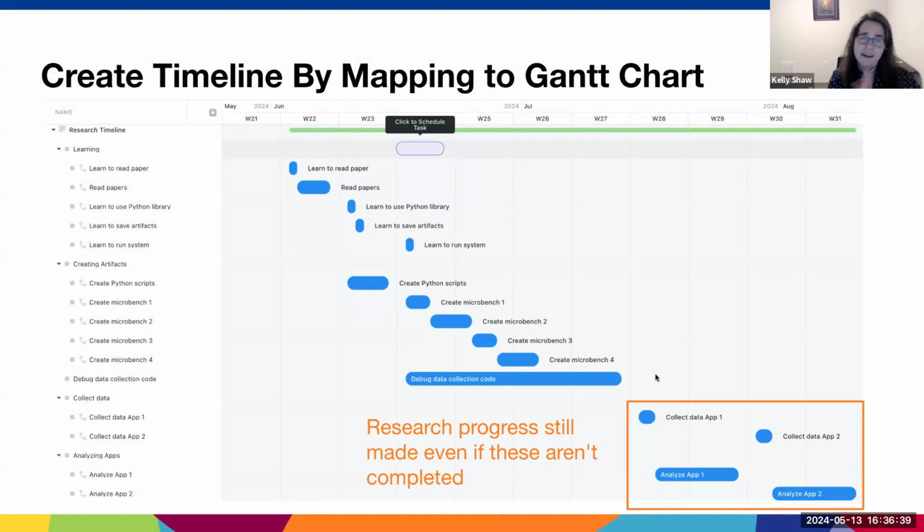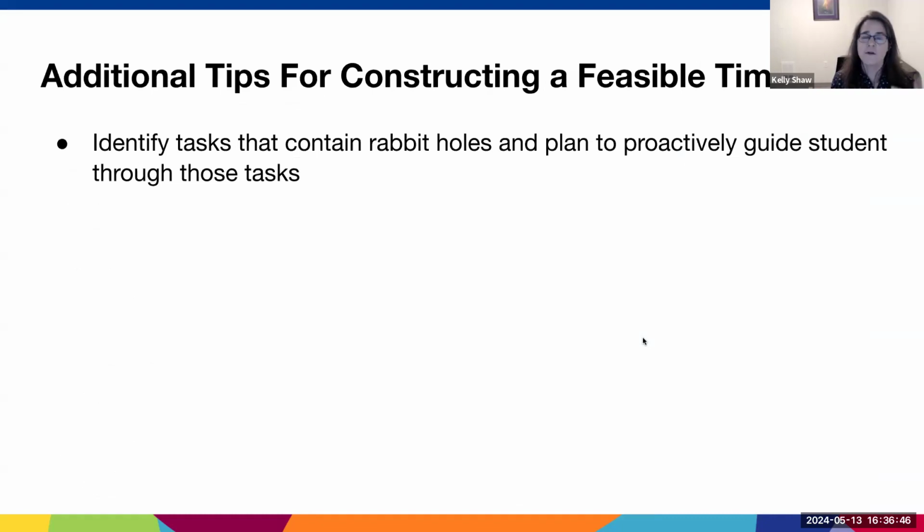Okay, so that is taking this example project and mapping it to a timeline. I'm going to give you a few more tips for constructing a feasible timeline here. So first of all, you want to identify tasks that contain rabbit holes and plan to proactively guide the student through those tasks.